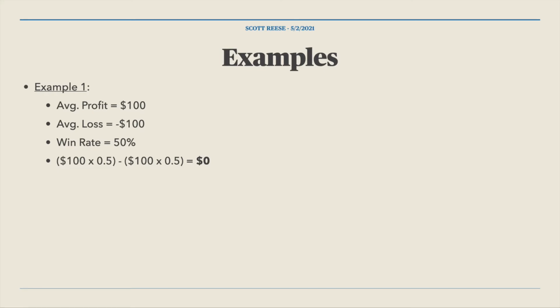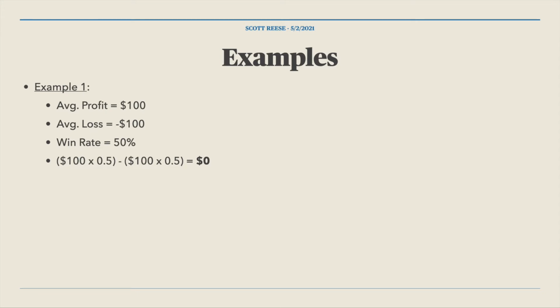So now just plugging these numbers into the equation, we take our average profit multiplied by the win rate, so 100 times 0.5, and then we subtract from that our average loss times 1 minus the win rate. Now 1 minus our win rate here is also just 0.5, right? Because if you win 50% of the time, that means you also lose 50% of the time.